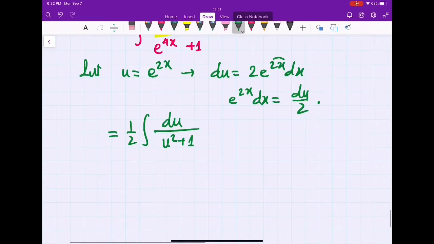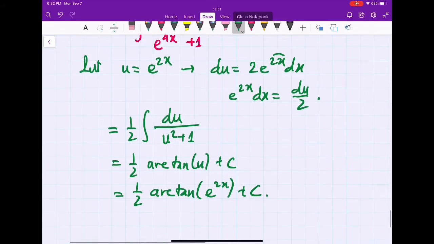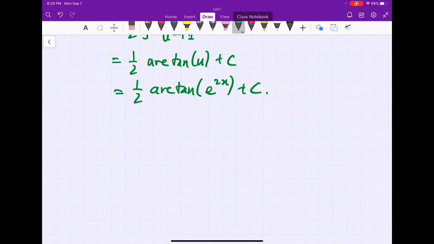And that's what we know. This is 1/2 arctangent of u plus c. And u is e to 2x, so I have 1/2 arctangent of e to 2x plus c. That's it. Okay. Next question.